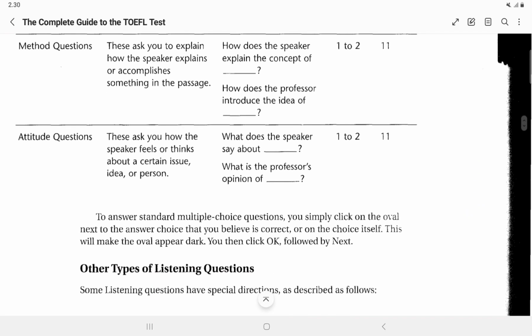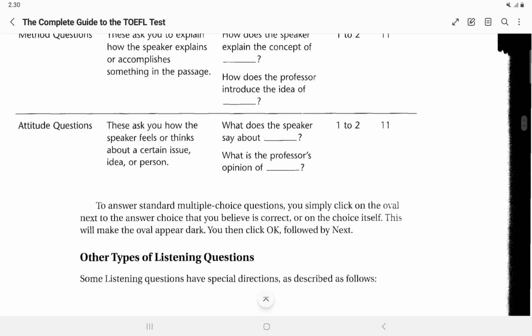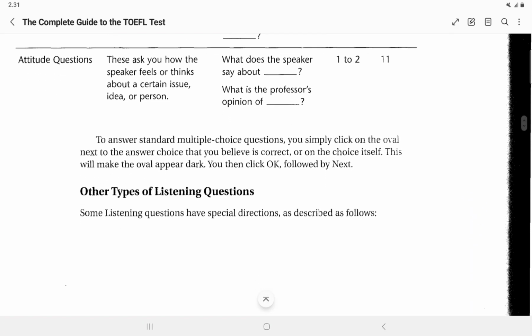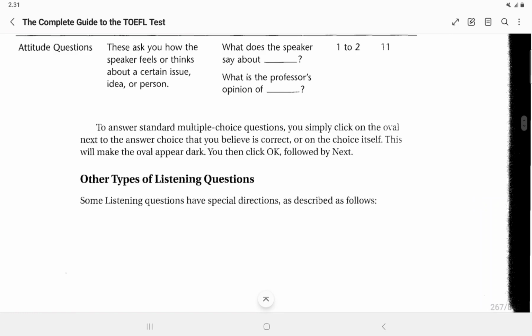Method questions. This asks you to explain how the speaker explains or accomplishes something in the passage. How does the speaker explain the concept of? How does the professor introduce the idea of? By giving examples? By contrasting? By giving similarities? Attitude questions. This asks you how the speaker feels or thinks about a certain issue, idea, or person. What does the speaker say about? What is the professor's opinion about?